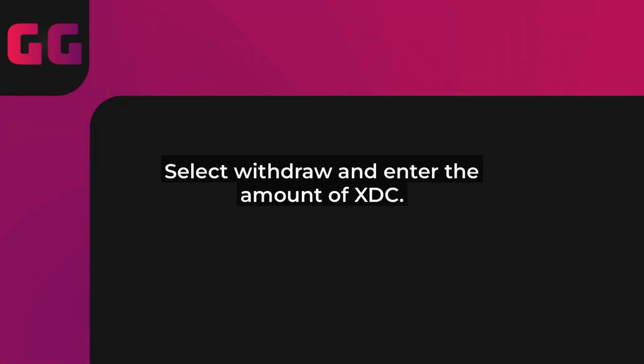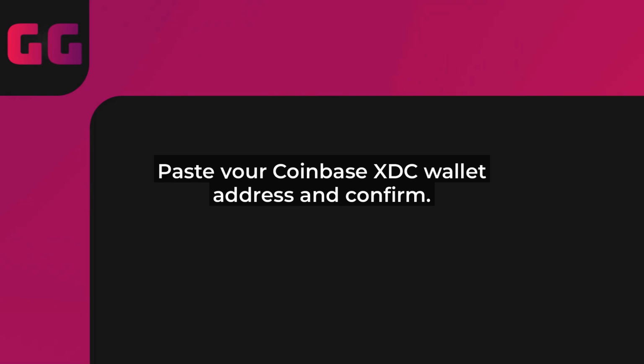Step 3. Review the transaction details. Make sure the network is set to XDC network. Don't mix it up with Ethereum or another chain. Once you're confident, confirm the withdrawal. You'll get a confirmation email or notification from Bitmart.